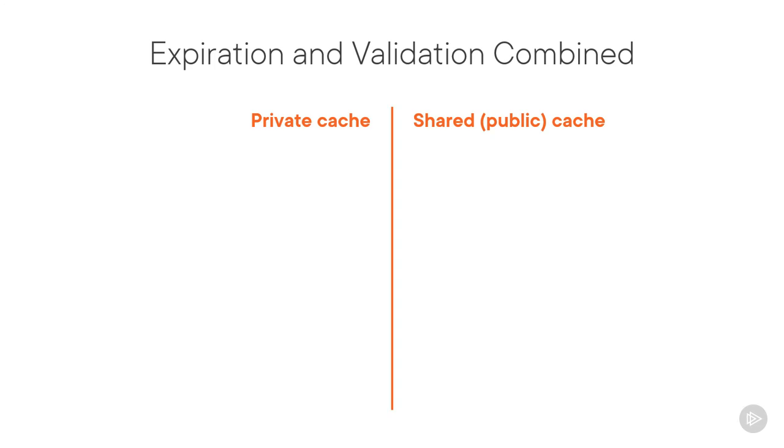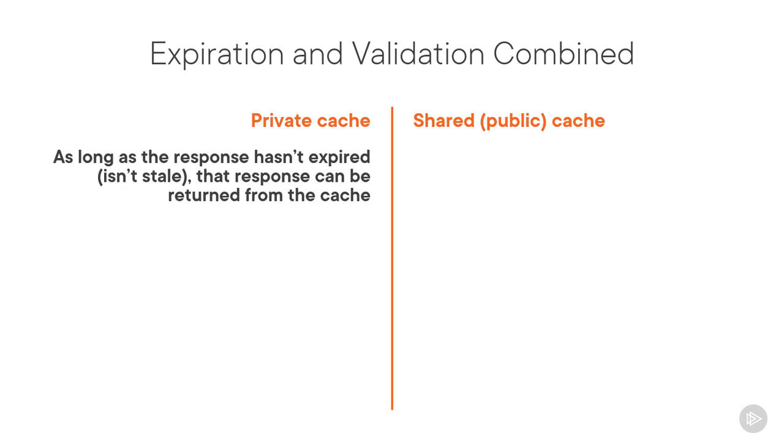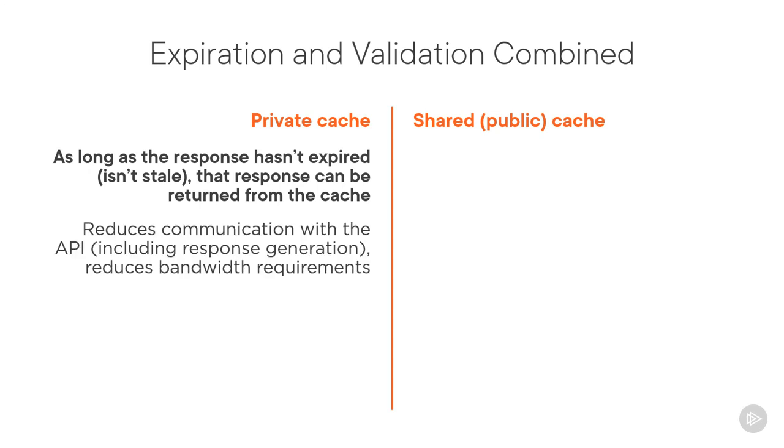And let's immediately make the separation between private and shared caches. Let's start with the private cache. We've got a response to our author's resource cache. It has a cache control header for expiration checks and a last modified and e-tag header for validation checks. A new request is sent, and as long as the response hasn't expired, the cached response can be used. This reduces communication with the API, including the regenerating of responses, and it also reduces bandwidth requirements. We don't even hit the API, and as you remember, the private cache lives at level of the client.